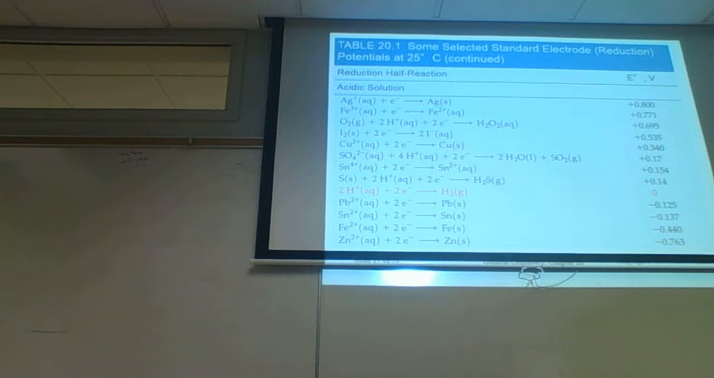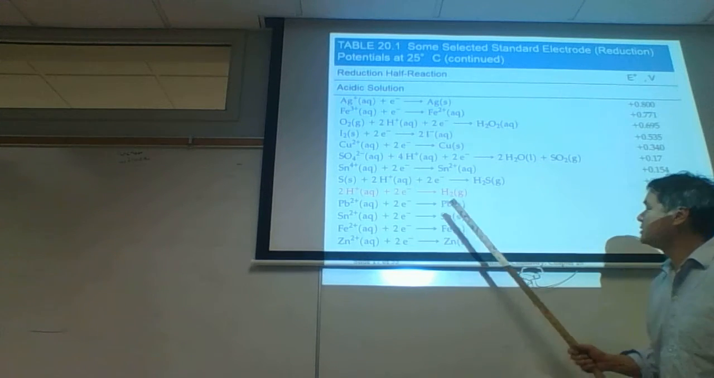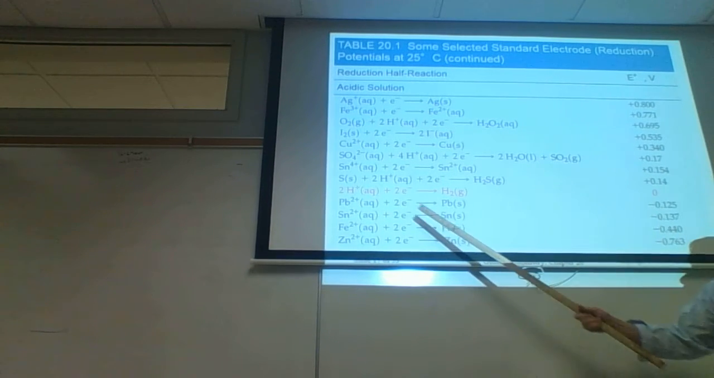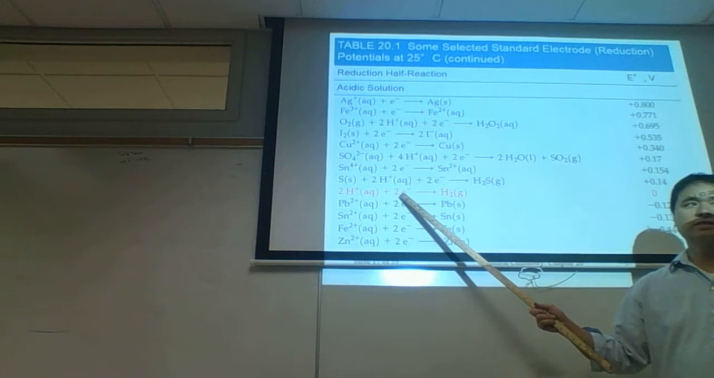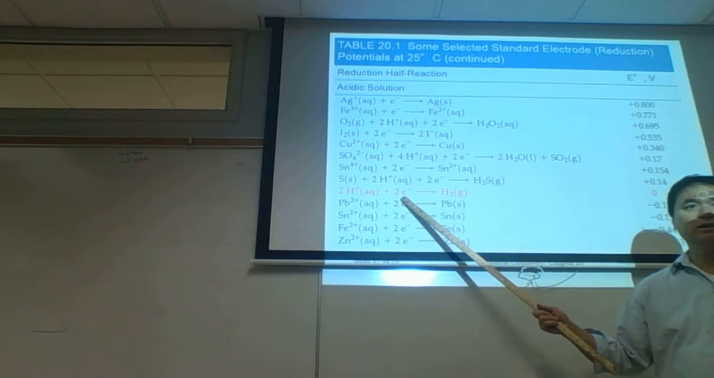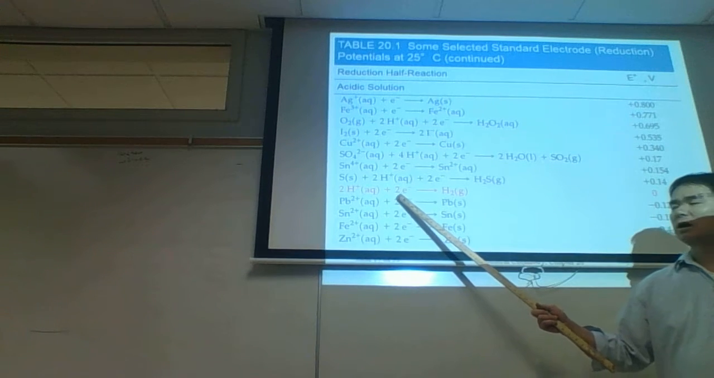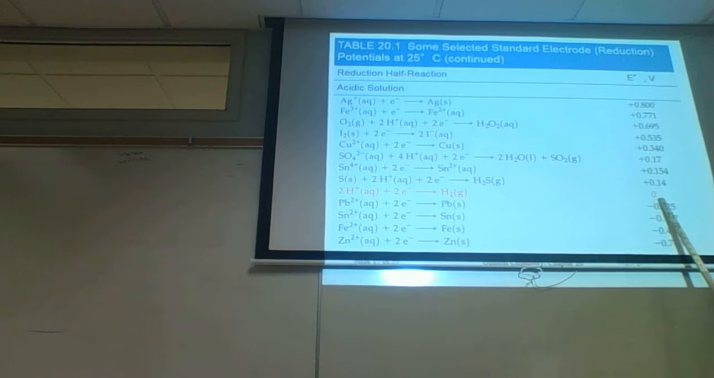If we look at H+, look at the reduction potential for H+, it's 0 volts. Does that mean H+ doesn't want any electrons? You know, reduction is gain of electrons. H+ doesn't want to gain any electrons? No, that's wrong. This is arbitrarily set at 0.